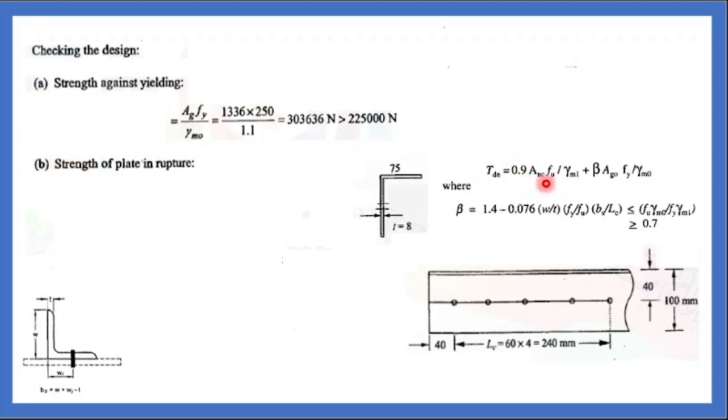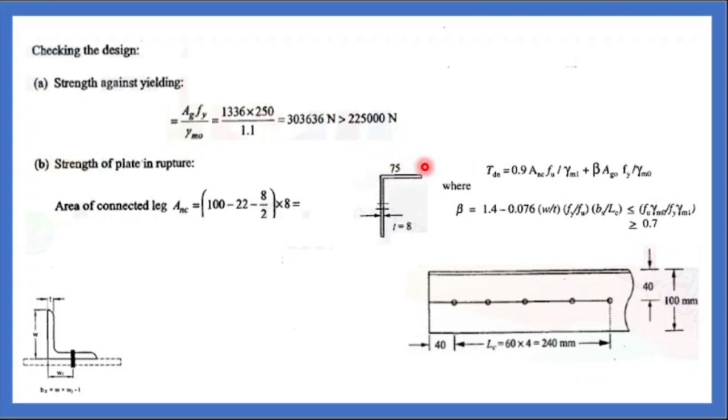Tdn equal to 0.9 Anc fu by gamma m1. Anc is the area of net connected. This is the connected end. 100 is the connected leg and 75 is the outstanding leg. Net area is 100. You have a hole. This hole diameter is 22, minus what is the thickness? 8 mm. This thickness by 2, 8 by 2. If you have connected sides, the centroid has to be taken. The centroid of thickness 8 is 4, so that is 8 by 2. This is your Anc. What is the area of the outstanding leg? This is the outstanding leg.